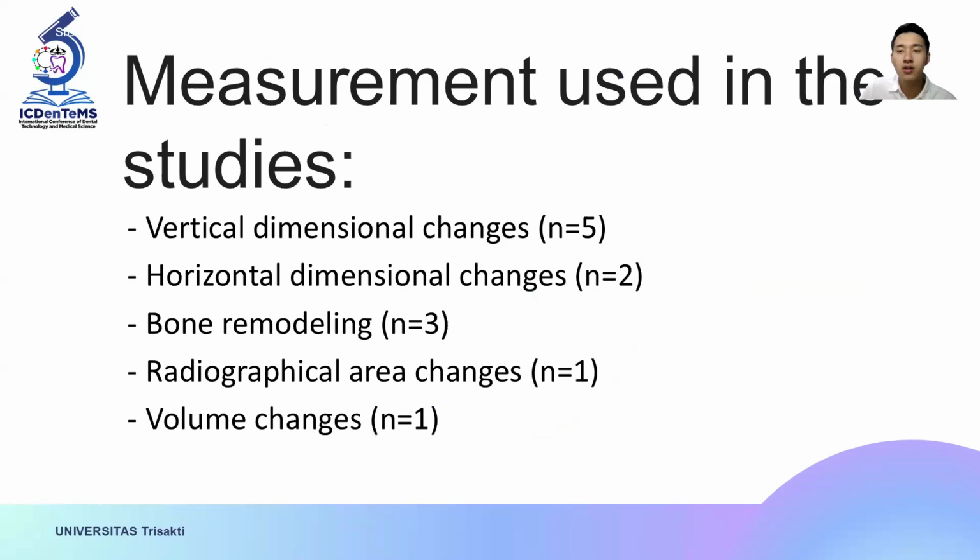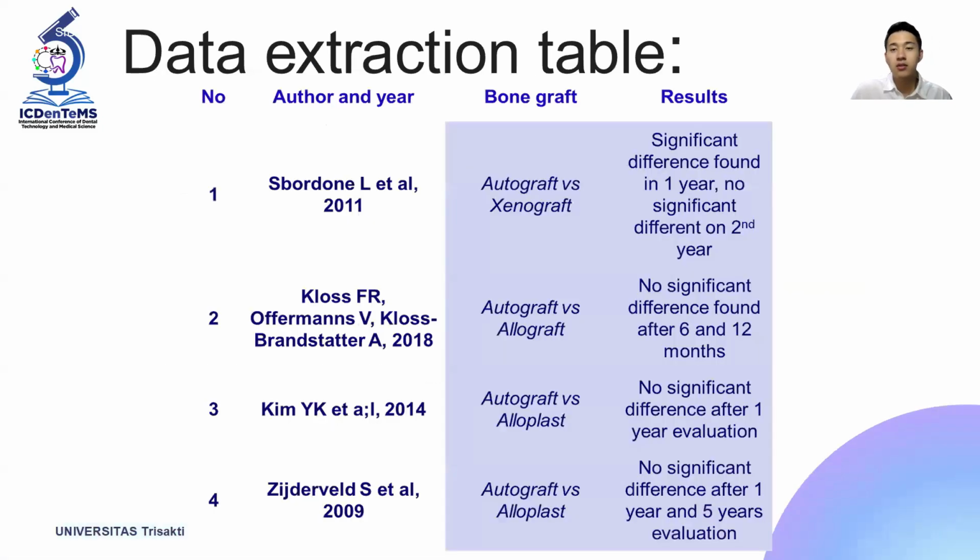The measurements used in the studies are vertical dimensional changes, which is found in 5 articles. There is also horizontal dimensional changes, which is measured in 2 articles. Bone remodeling, which is measured in 3 articles. Radiographical area changes in 1 article, and volume changes in 1 article. So this is the data extraction table.